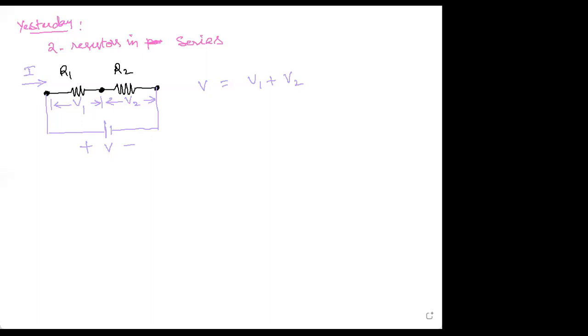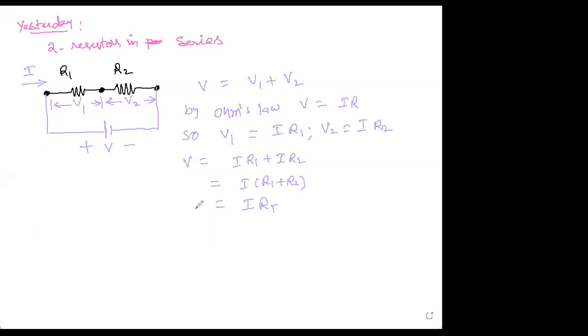right? And according to Ohm's law, V is equal to I into R. So V1 must be equal to I into R1, because the current flowing through R1 is I, and V2 is equal to I into R2. Therefore, V is equal to IR1 plus IR2, and that is equal to I into R1 plus R2, that is I into R total, where R total is R1 plus R2, right? And I in this circuit is given by V by R total, that is V by R1 plus R2.